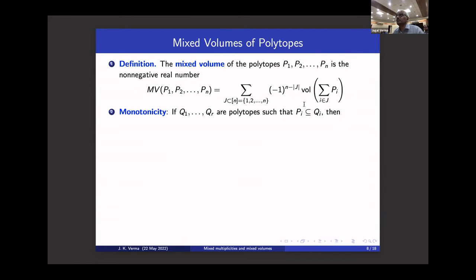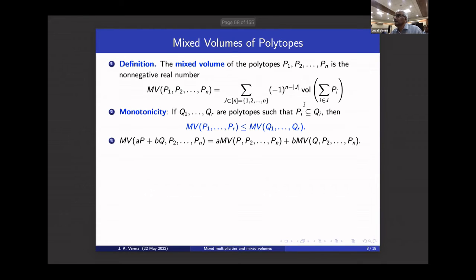Same definition. Okay. So take finitely many polytopes, and suppose the Pi's are contained in the Qi's, and these are also polytopes. Then the mixed volume of the polytopes P1 up to PR is less than or equal to the mixed volume of Q1 up to QR. So this is the monotonic property. Okay, this is intuitively clear, but one needs a proof.